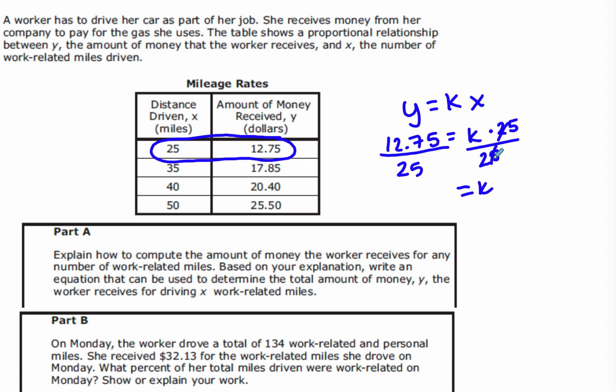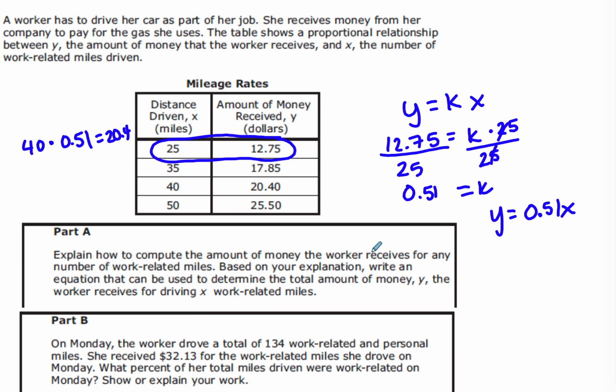All right, so let's see, $12.75 divided by 25 gives me 51 hundredths. Okay, so my equation is going to be Y equals 51 hundredths X. Let's check it for another one. Let's do 40. If I did 40 times 0.51, do I get the answer there that they give me? 40 times 0.51 equals 20.4. Yes. Okay, so that does work for that one. I could do it for all of them, but I'm just going to check on the one. Okay, so that's part A.